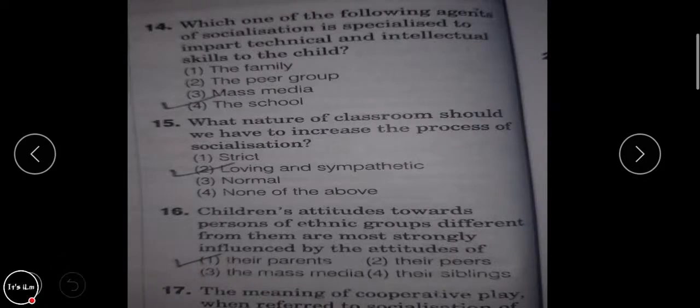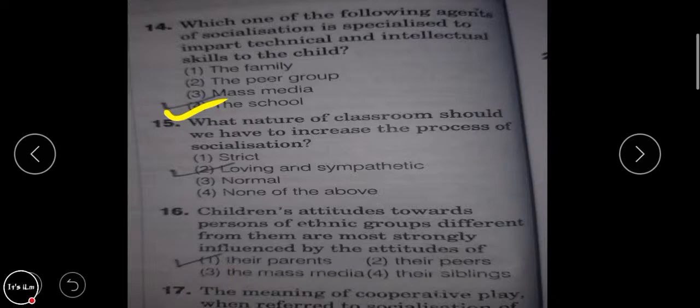Which one of the following agents of socialization is specialized to impart technical and intellectual skills to the child? Our options are the family, the peer group, the mass media, and school. Here our answer is mass media. Sorry, not mass media. Our answer is school. Which agent of socialization is specialized to impart technical and intellectual skills to the child? Our answer is school. Now let's move on to our next question.